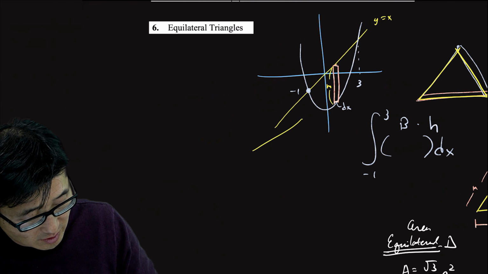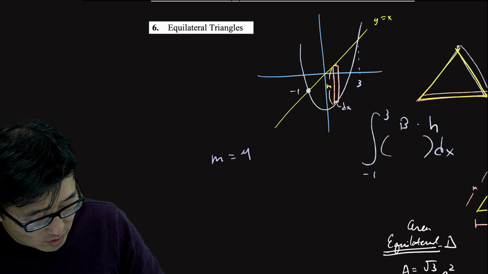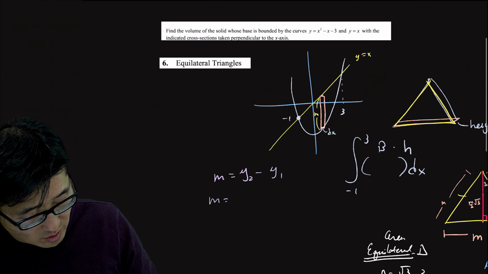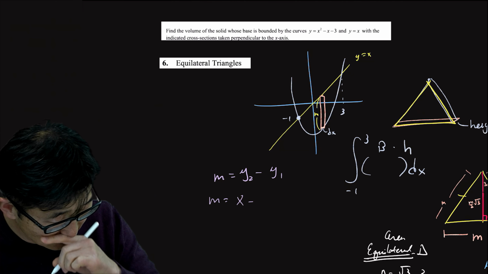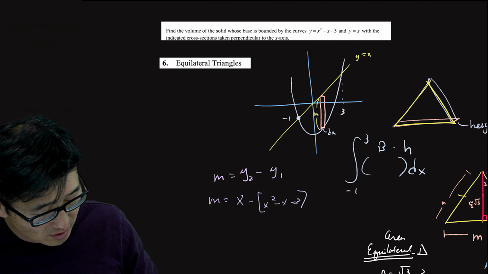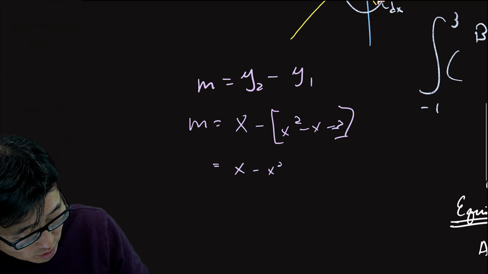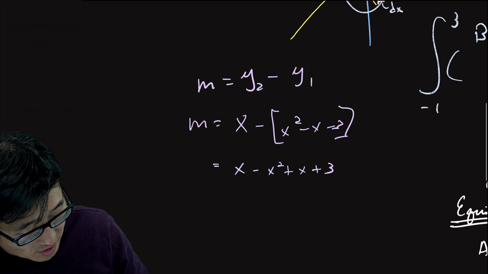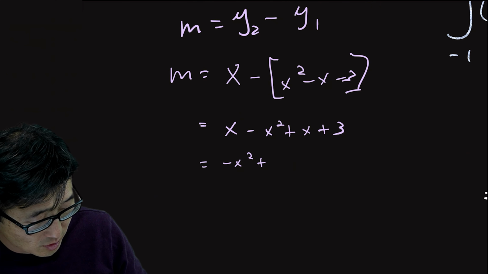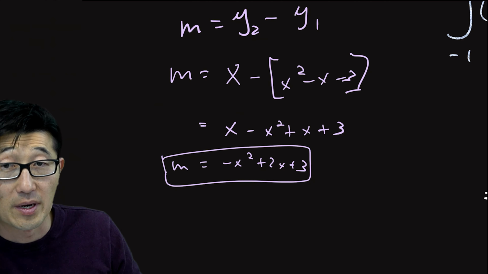So I'm going to go over here and just write it as M equals y2 minus y1, which is y2, x minus x squared, minus x minus 3. Ugh, my handwriting. So this is x minus x squared plus x plus 3. And again, just simplify everything out. This will become negative x squared plus 2x plus 3. So this is one side of my equilateral triangle.